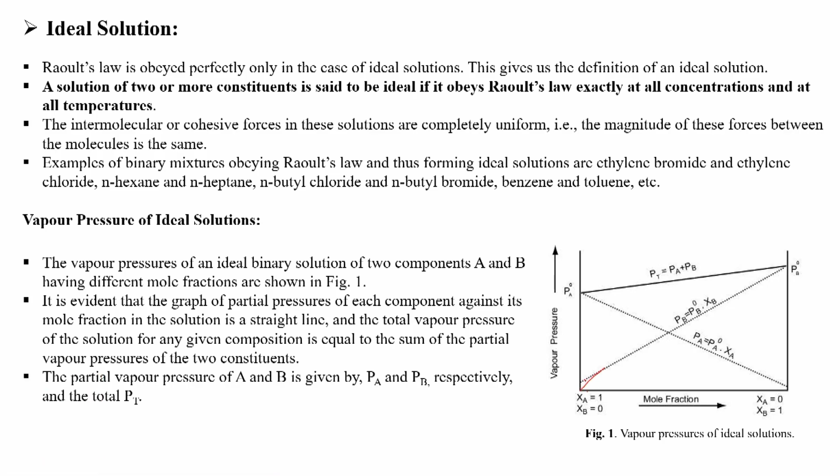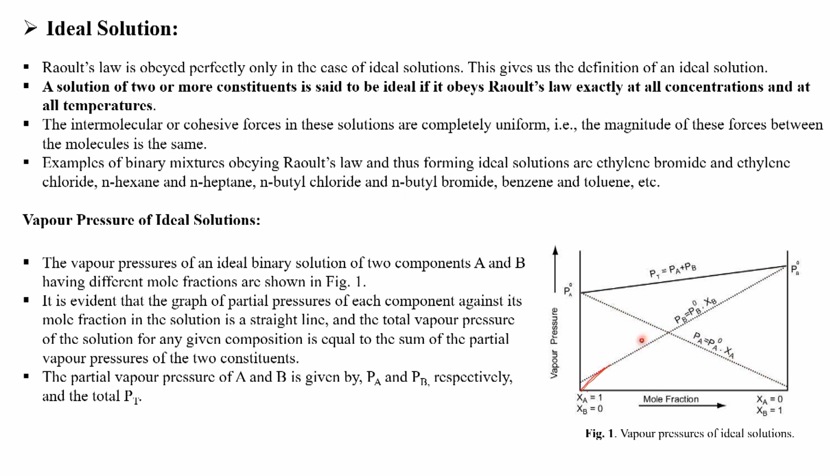Okay, so it's not properly drawn, so it will be like this. You get a straight line like this. You see that as the concentration of B increases, the vapor pressure of component B increases, and as B increases, the vapor pressure of component A decreases.